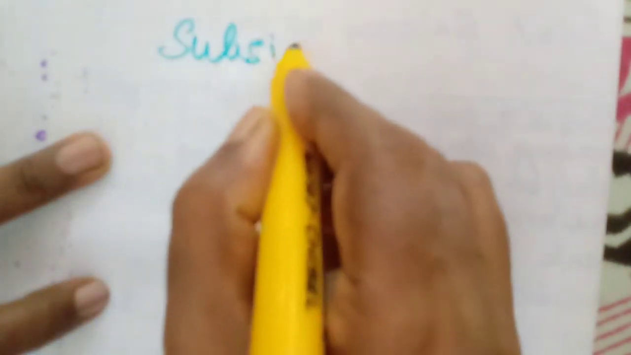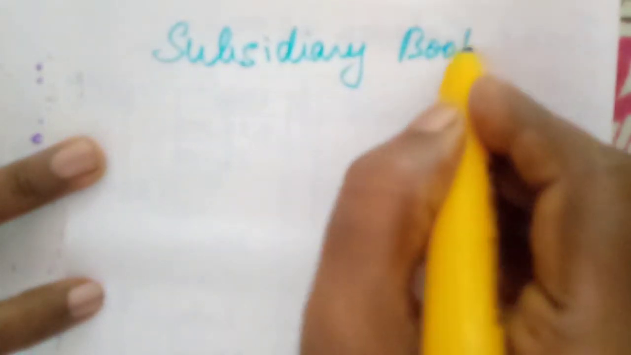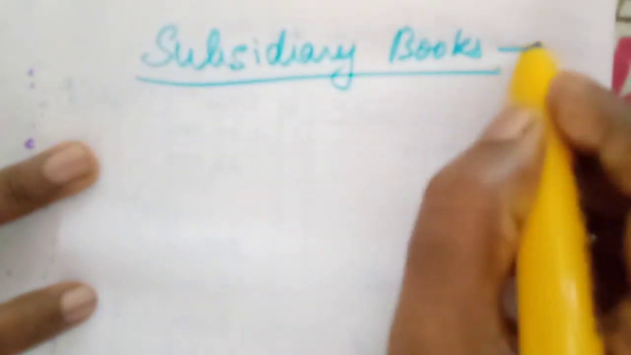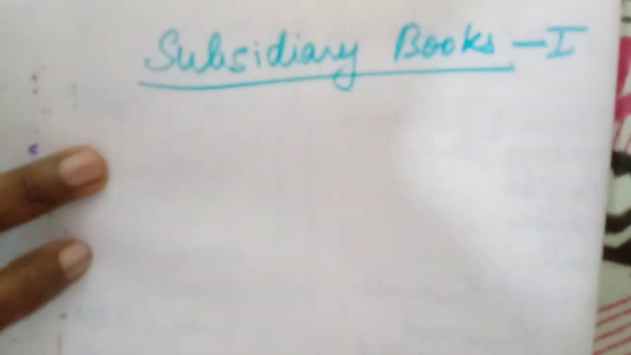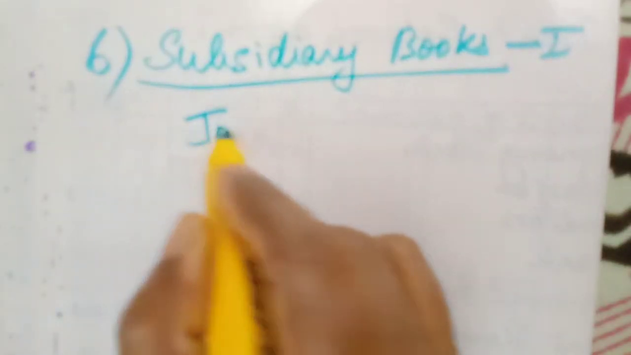So now we are going to learn about the subsidiary books. What are subsidiary books? Here, the subsidiary books are divided into 1 and 2. So in this lesson, we are going to learn about section number 1. Subsidiary books. What is the meaning of subsidiary books? Here, it is exactly like the journal.